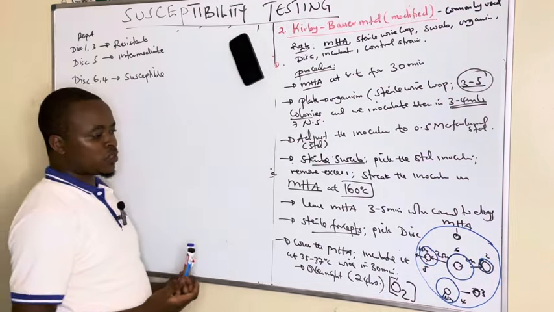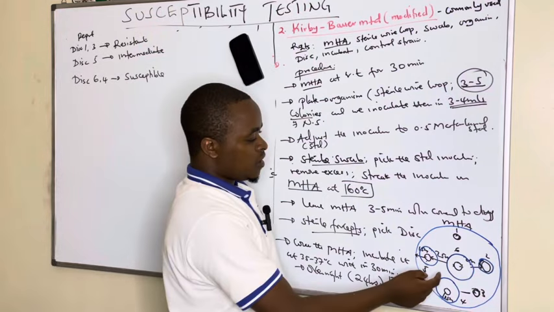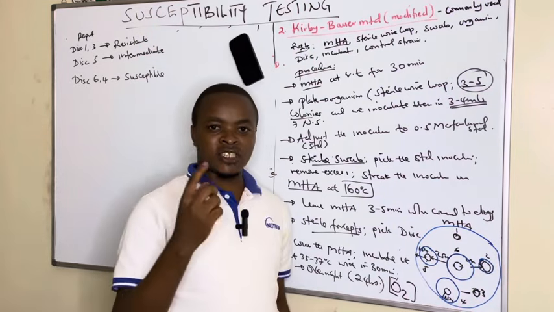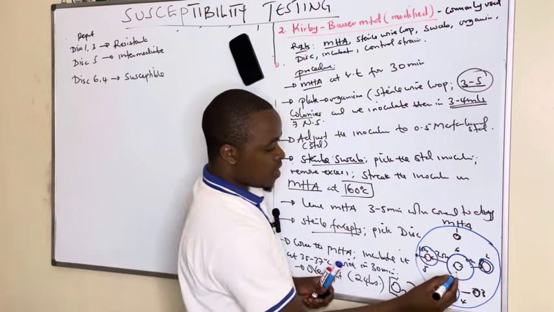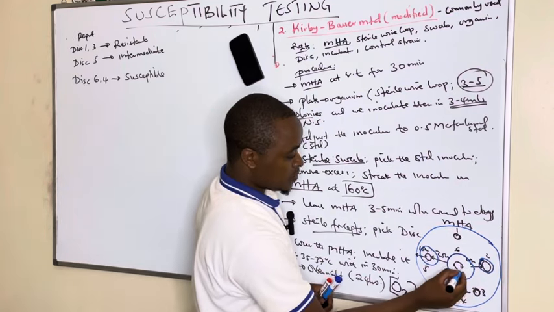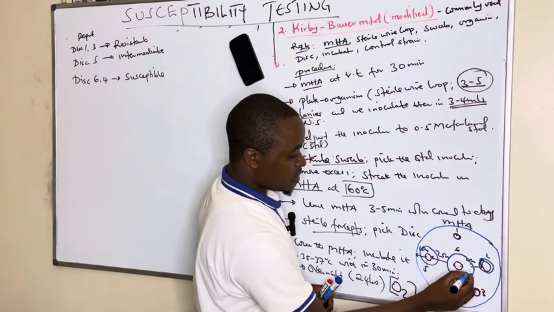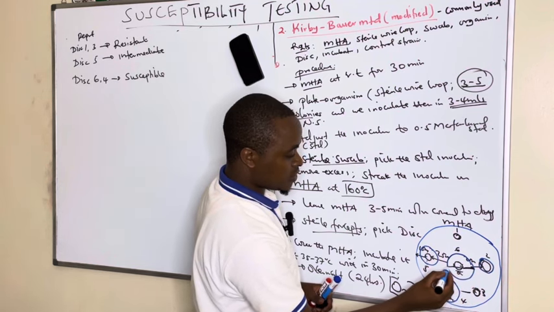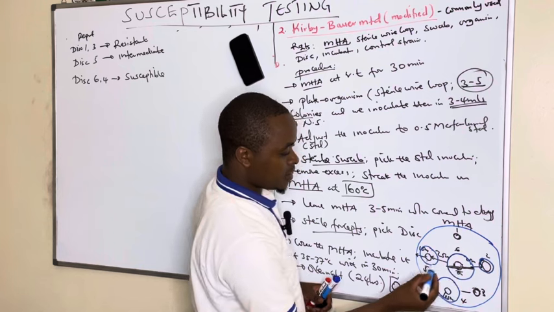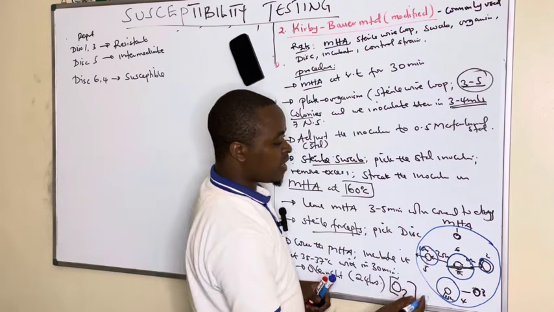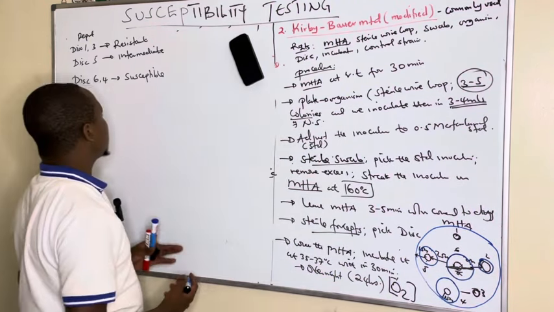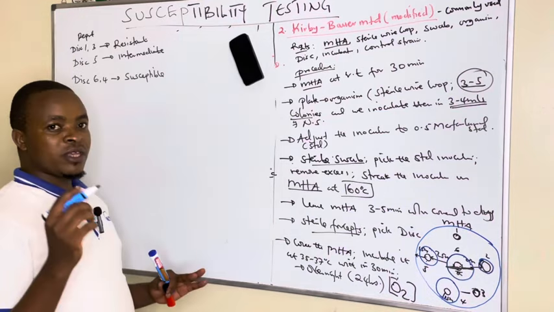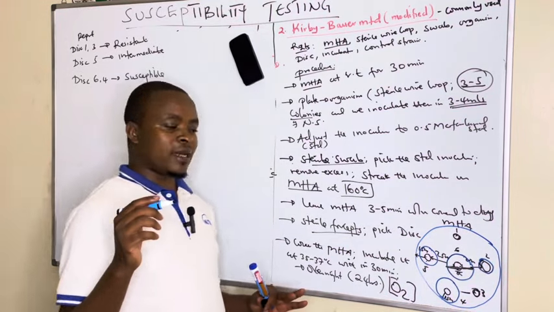How do we measure the zone of clearance? Already the disc is 6 millimeters. So we get a ruler and we measure the diameter. Already this is 6 millimeters. So we measure the zone across by measuring the diameter. After measuring, we compare it with the NCCLS Kirby-Bauer standard.